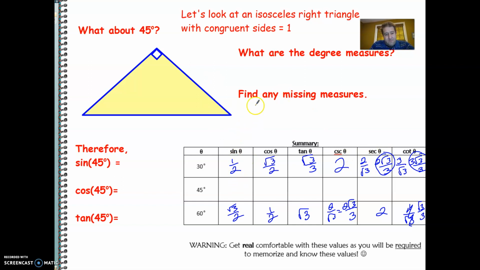So 45, we haven't done 45 yet, and I'm already at the 10-minute mark. I'm definitely going to have to make 2 videos of this lesson. Let's look at the isosceles right triangles. So we know this is 45 degrees, this is also 45 degrees. 45 plus 45 plus 90 equals 180.